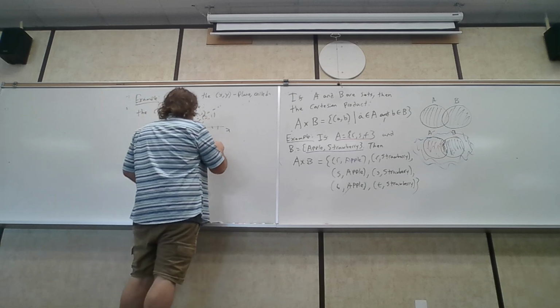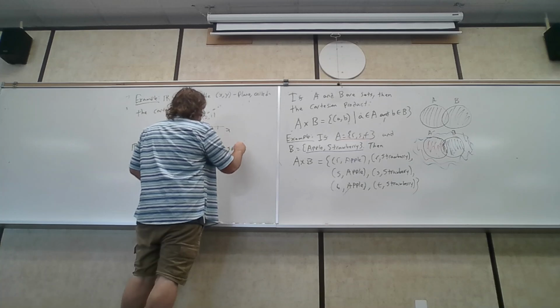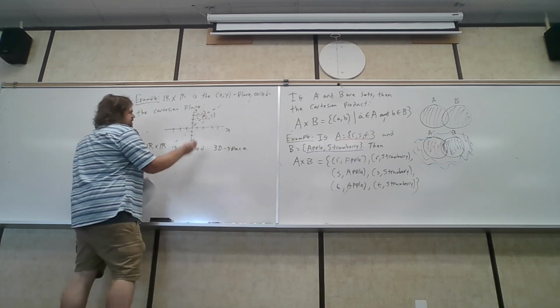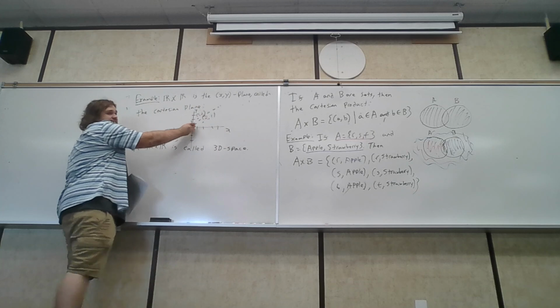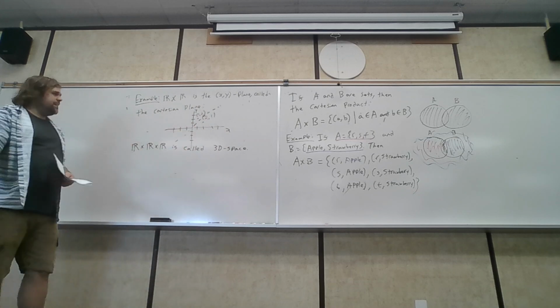It's called 3D space. There's lots of names for it, but it's the one that you would know. Take this, and now you have a z-axis, right? That's all it is.